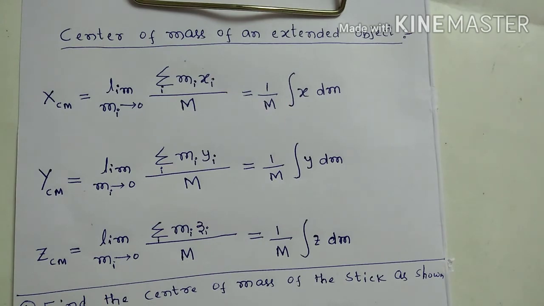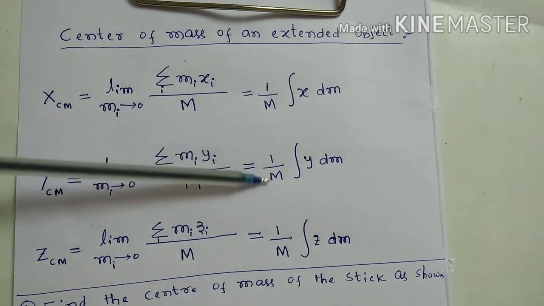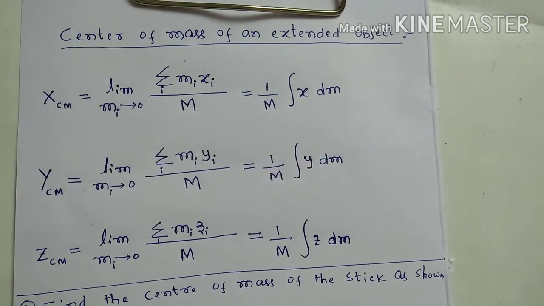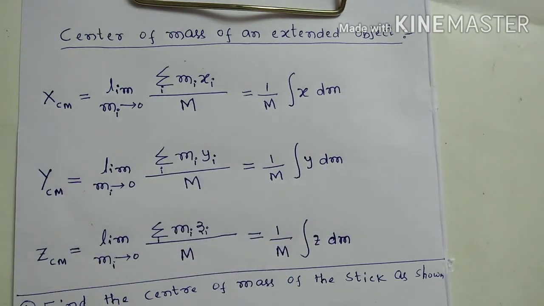Similarly, it can have y coordinate also, z coordinate also if you go for 3 dimensions. So y coordinate I am simply writing like this: limit as mi tending to 0, summation over mi yi divided by capital M. This is 1 by m integration of y dm. Similarly, z coordinate zcm equals limit mi tending to 0, summation over mi zi divided by capital M, that is equal to 1 by m integration of z dm. Like this, we can find out the x coordinate, y coordinate and z coordinate of the center of mass for extended objects like this pen. You got it, no?